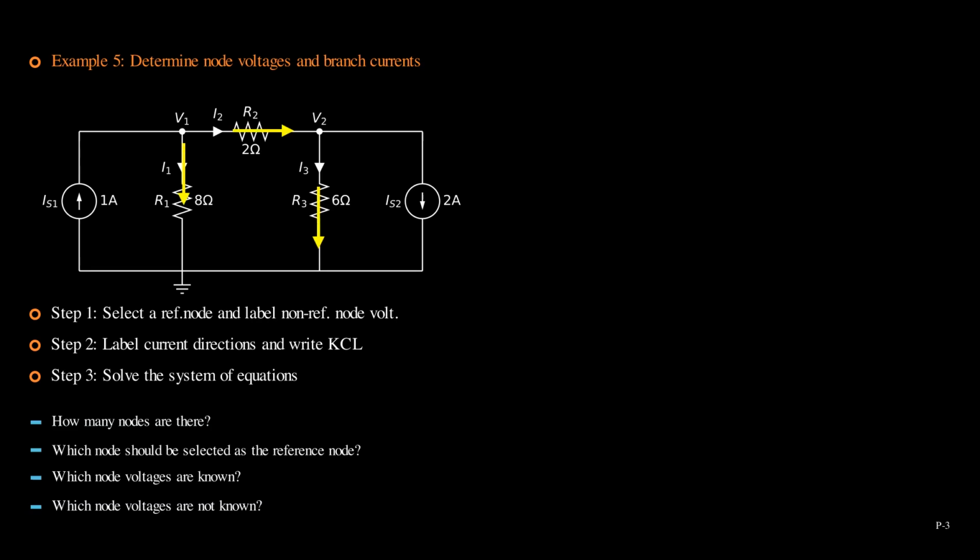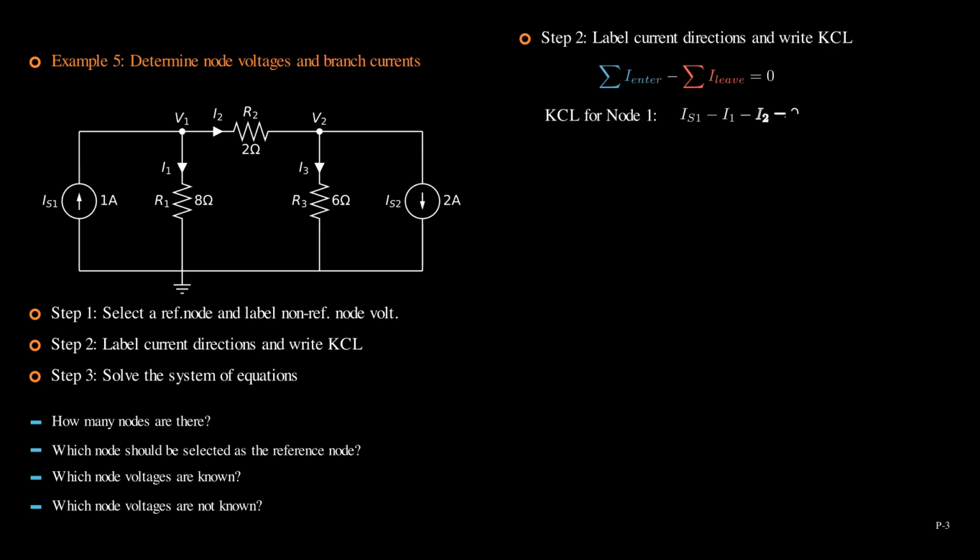We also labeled 3 currents I1, I2, and I3. Because the current sources already determine their current directions, it is not practical to label all the currents flowing away from the nodes. We are ready to write KCL for node 1 and node 2, and we will use equation B. KCL for node 1 is Is1 minus I1 minus I2 equals 0. I1 and I2 have a minus sign because they leave node 1.